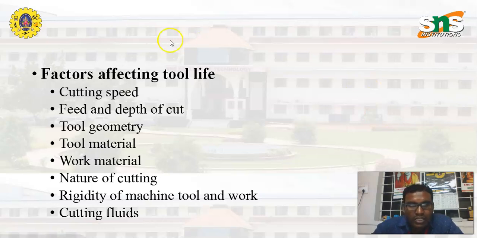Next, we will discuss the various factors affecting tool life. Some of the factors are the cutting conditions, which are cutting speed, feed and depth of cut, tool geometry, tool material used during the machining process, the type of workpiece material which is machined, the nature of cutting, whether we are using oblique cutting or orthogonal cutting, the rigidity of machine tool and work, and also the type of cutting fluids. Cutting fluids also influence the tool life.